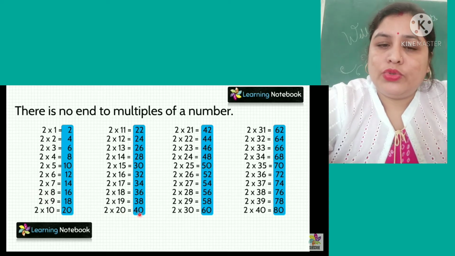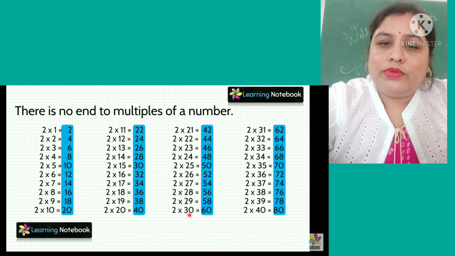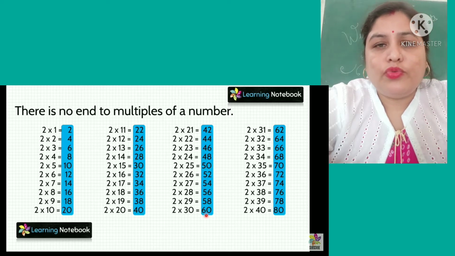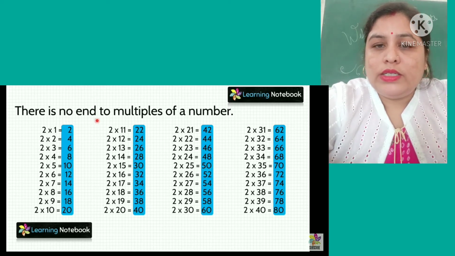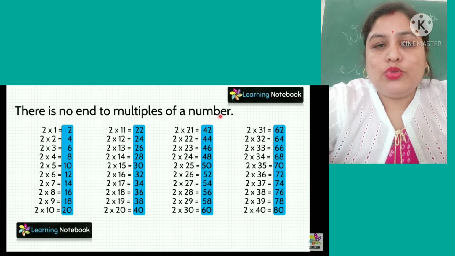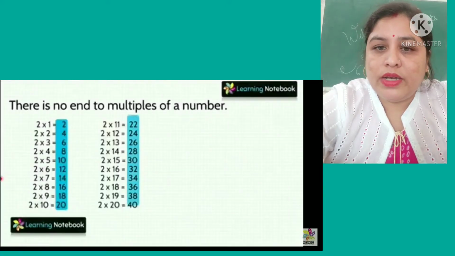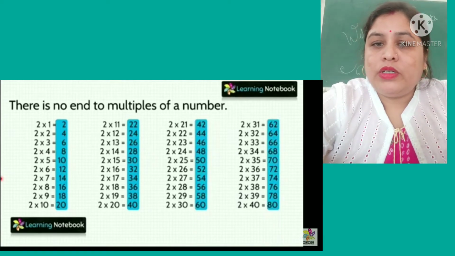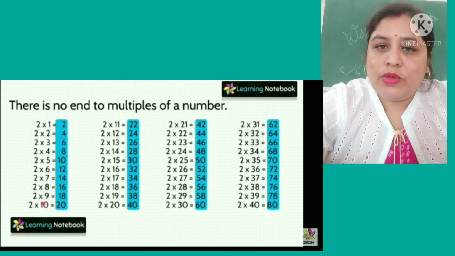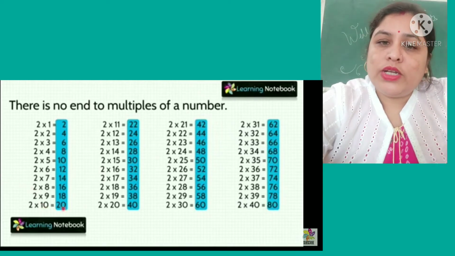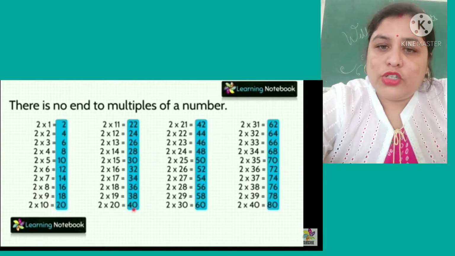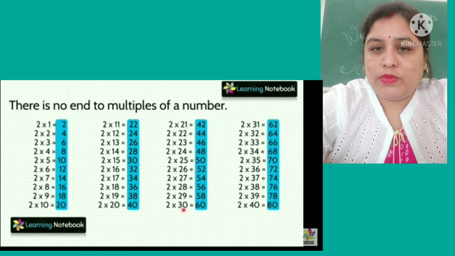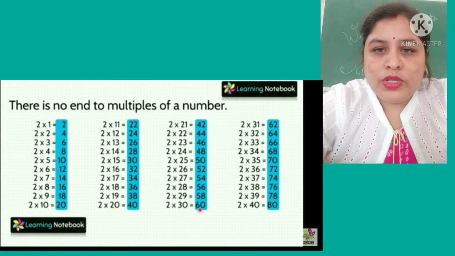Then again from 2 21s are to 2 30s are, 2 31s are to 2 40s are. So here the tables go from 2 1s are to 2 40s are, but the numbers never end. So here 2 40s are is never the largest number. So the conclusion is we cannot find the largest multiple, or there is no end to the multiples of a number. Okay students.